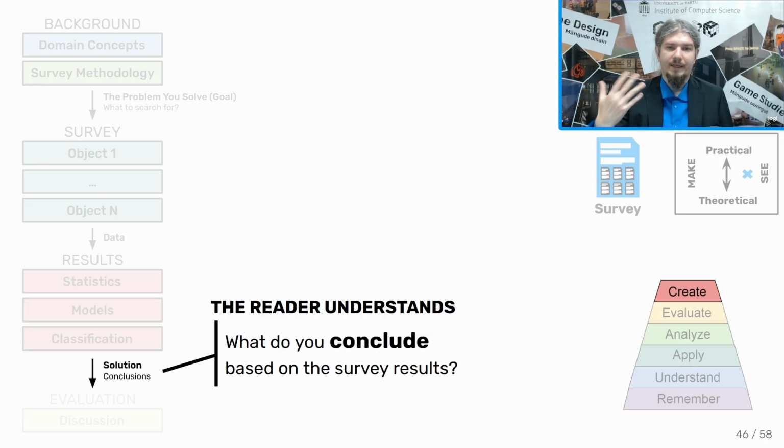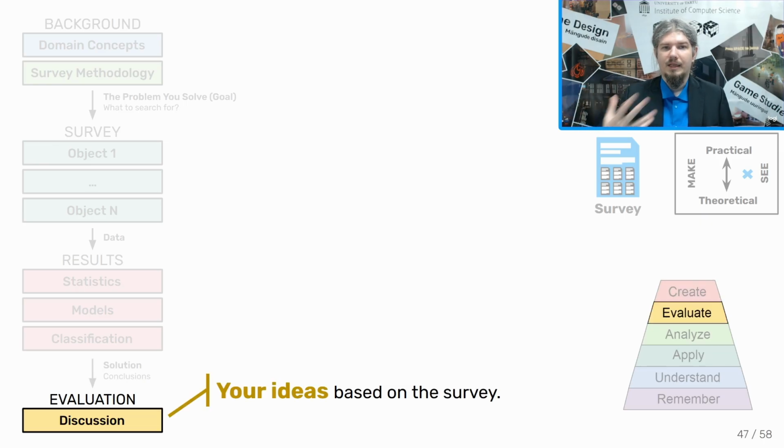After that part, the reader should be able to understand what you actually conclude based on the survey results. So what did the results give? What new information did you find? And lastly, there can be some evaluation part, so discussion, your ideas based on the survey. So maybe you purposefully filtered out, let's say, curricula that are focusing on business, video game entrepreneurship. So you could say that these could be maybe included in a larger survey.